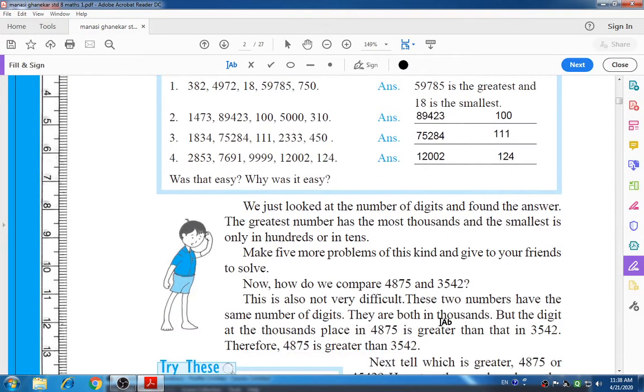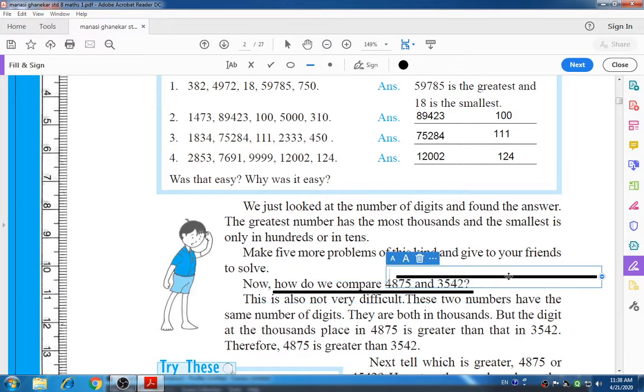Now we are going to solve one more question. Look carefully. How do we compare 4,875 and 3,542? This is also not very difficult. These two numbers have the same number of digits. Good. Look here.